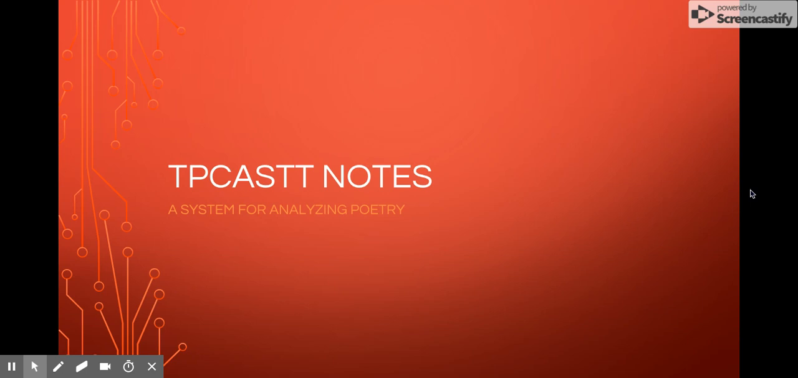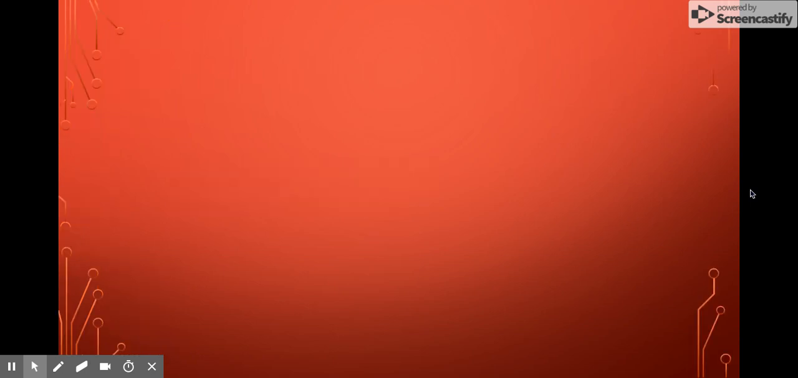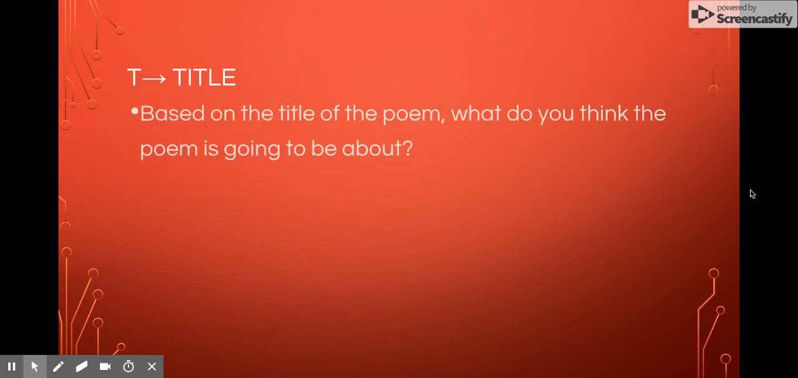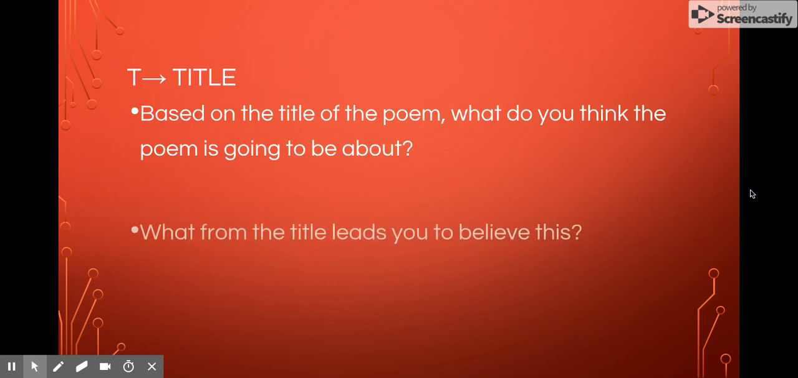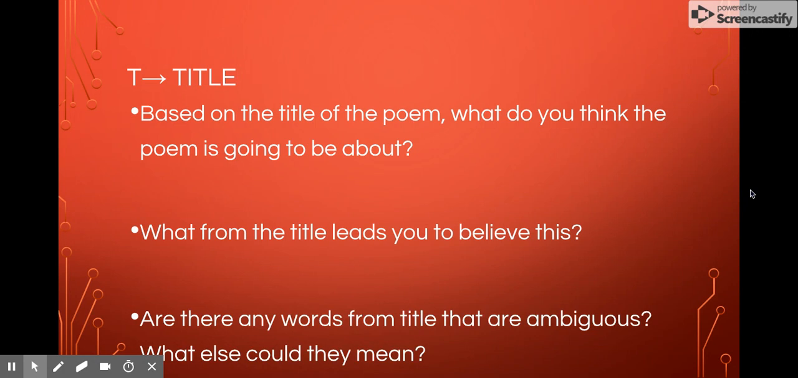So like I said, each letter in TPCASTT is part of an acronym. The first T stands for title. And what we're doing here is just looking at the title of the poem. Based on the title of the poem, what do you think the poem is going to be about? Also, what from the title leads you to believe this? And are there any words from the title that are ambiguous? What else could they mean?